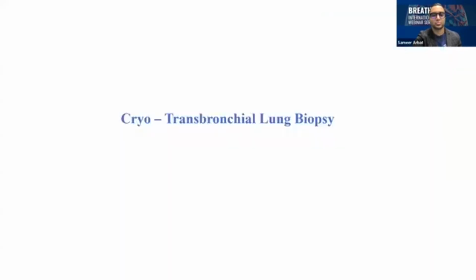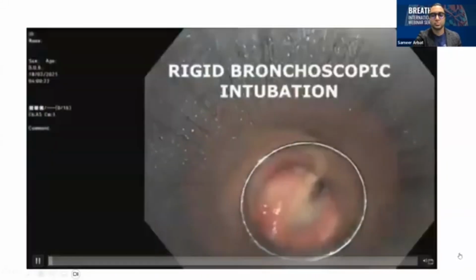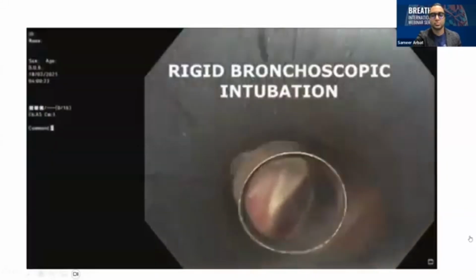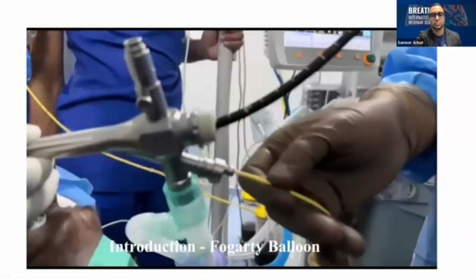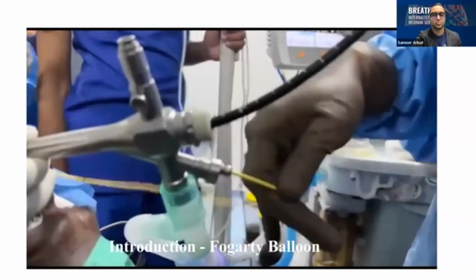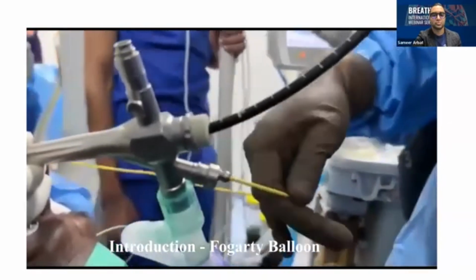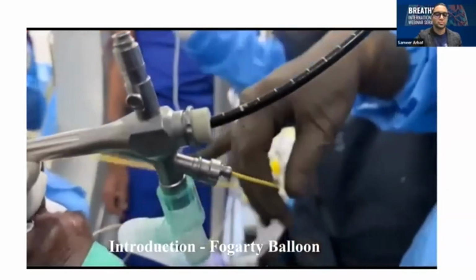Another major area where rigid bronchoscopy really plays an important role is in transbronchial cryolung biopsies. So I'll be showing you how we do the transbronchial cryobiopsies. We initially intubate this patient with the help of a rigid bronchoscope, and through the side port, we pass the endobronchial blocker in the form of a Fogarty catheter, which is also connected to a ventilator. And my bronchoscope passes through the main working channel.